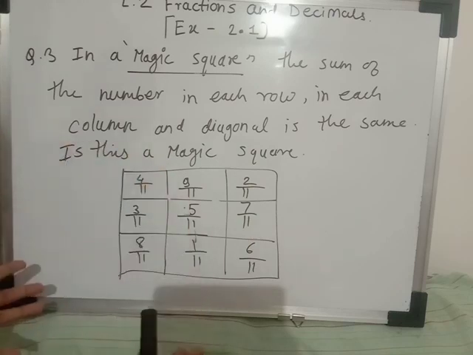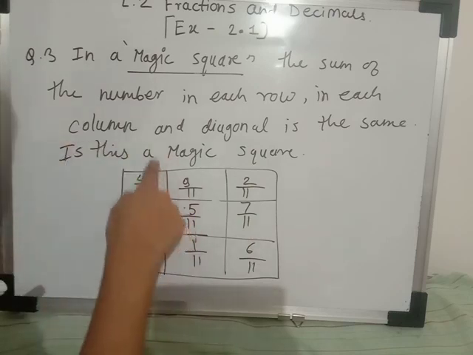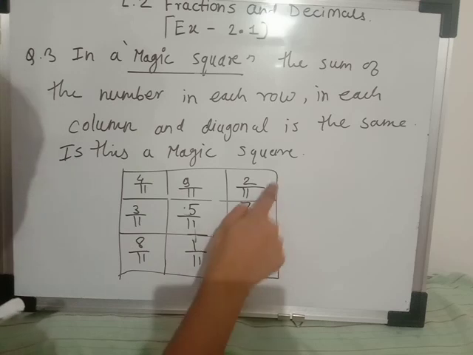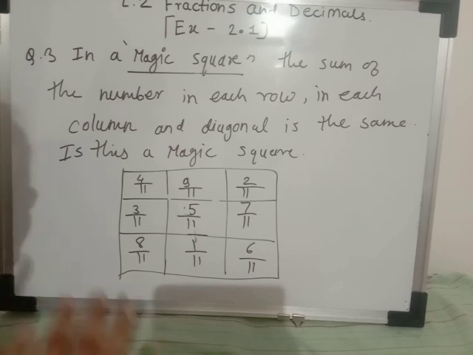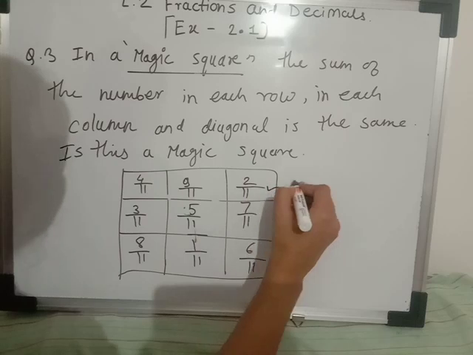So here what do you have to do? You have to add all the rows. Row 1, row 2, row 3, you have to do the addition. Here the denominators are the same, which means you are not supposed to add the denominators, only the numerators. Suppose I take row 1.